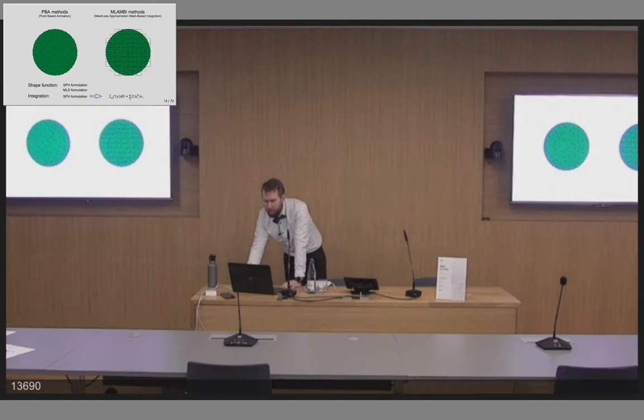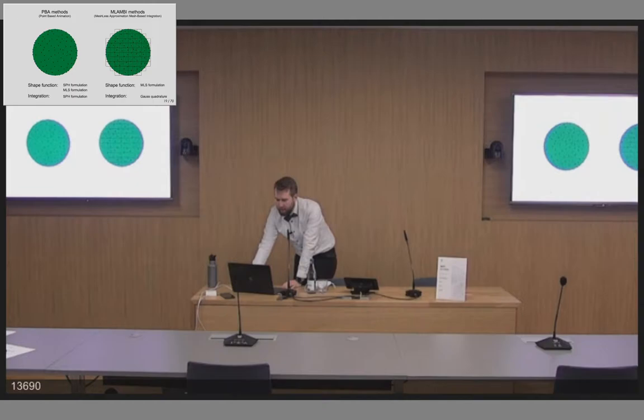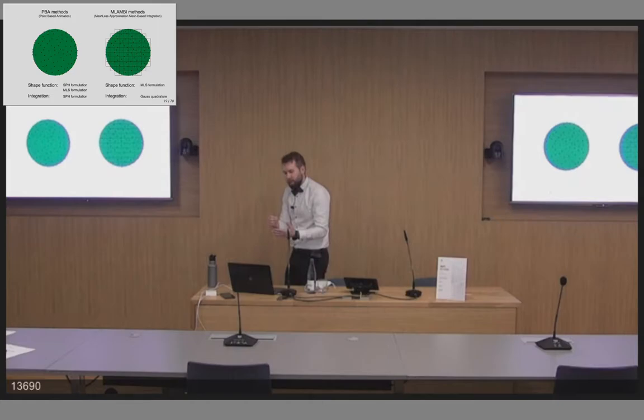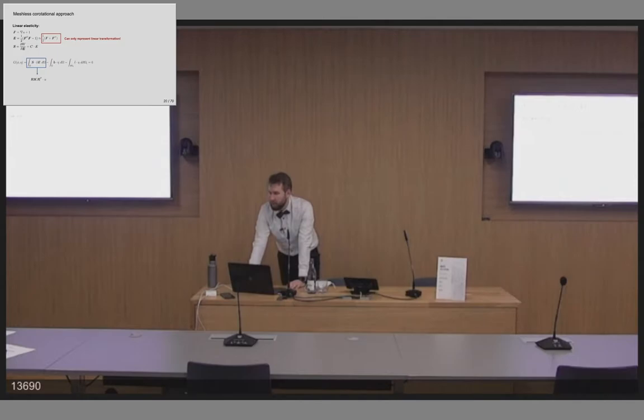And finally, for the MLAMBI, we have tried the same MLS formulations for the shape functions, but using the Gauss quadrature scheme of this background mesh. So in this case, the integration is done the same way as with standard finite elements. The difference here is that for each integration point, we use the point cloud of particles to approximate the displacement. We also proposed a meshless co-rotational approach, which is the equivalent of the finite element co-rotational approach.